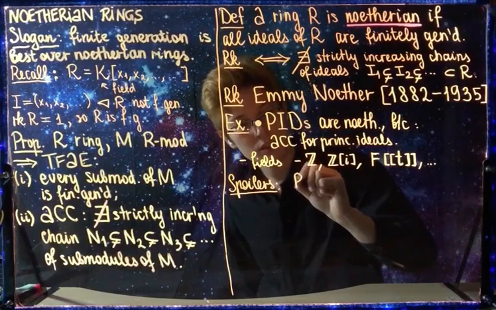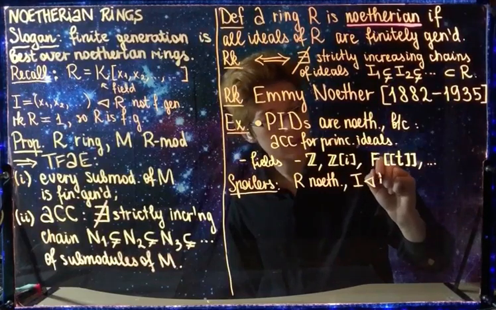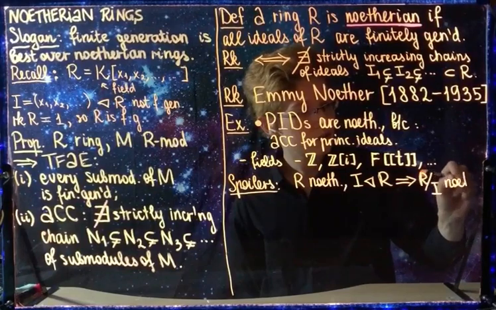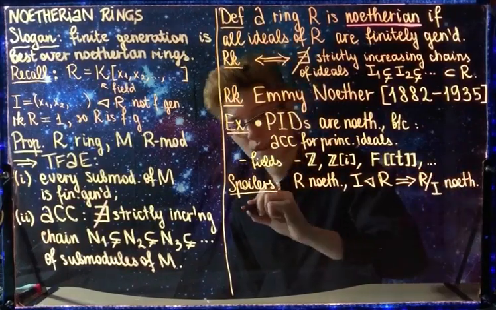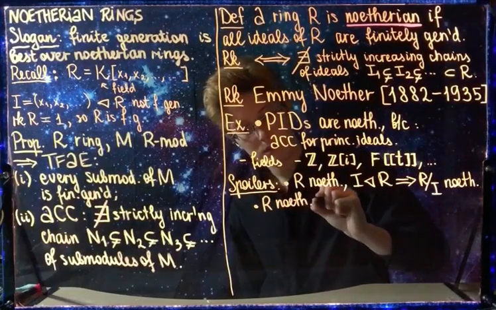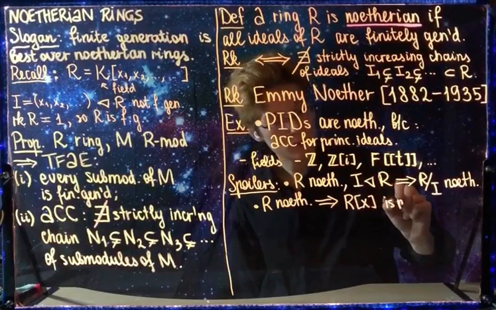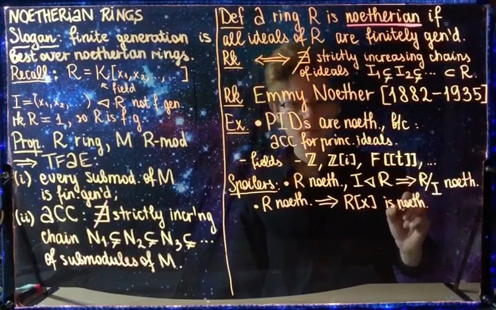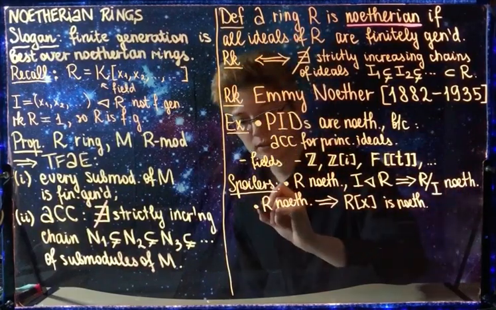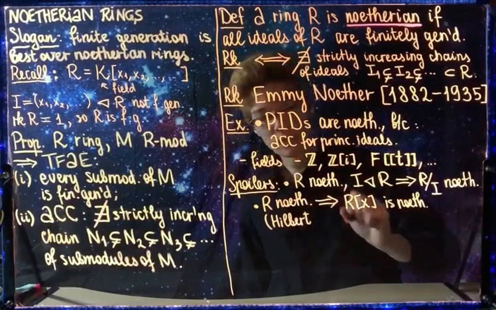So if R is Noetherian and I is an ideal in R, then R mod I is Noetherian. And if R is Noetherian, then the ring of polynomials with coefficients in R is Noetherian. So the first spoiler is relatively easy, and the second spoiler is called the Hilbert basis theorem, and I will spend the next lecture proving it.